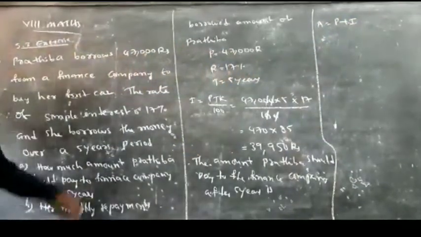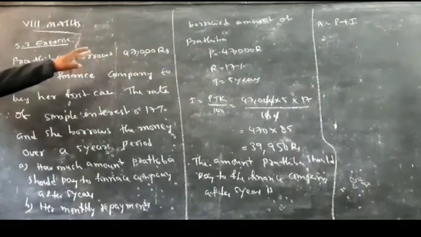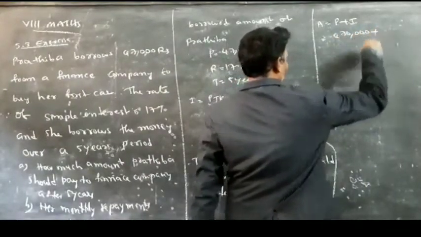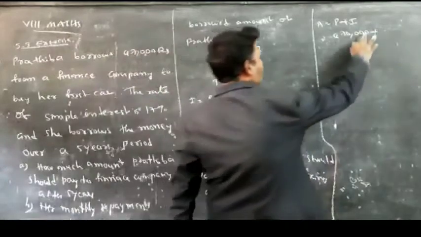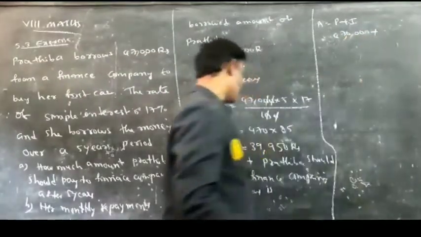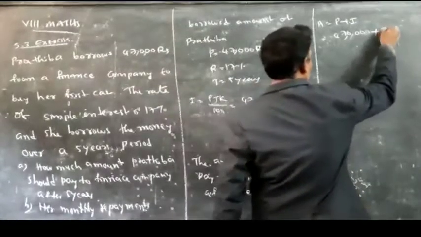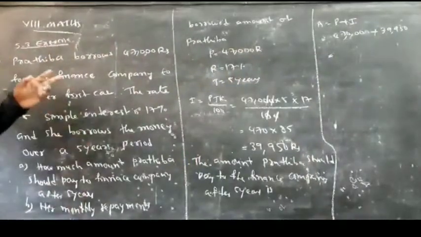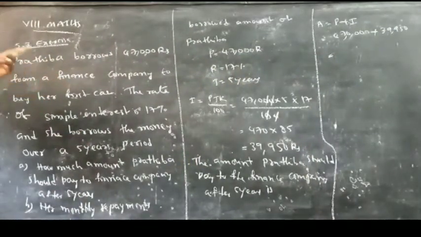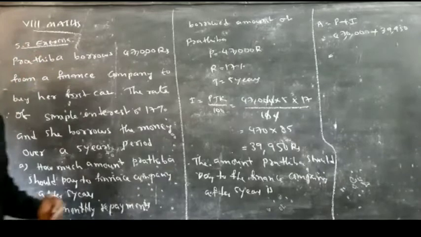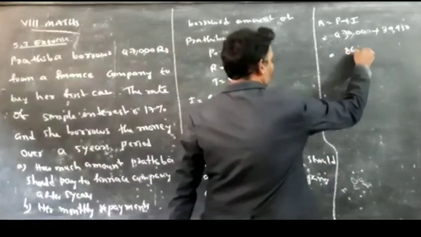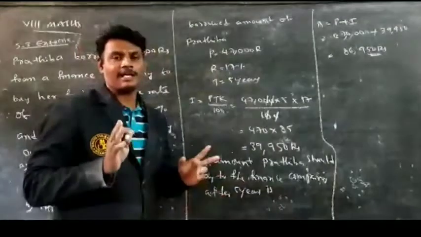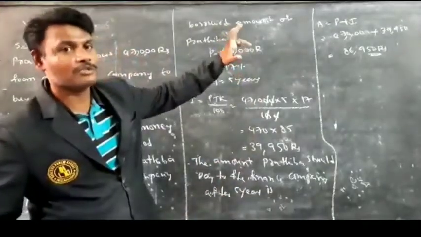What is the principal amount? She borrowed 47,000 from that finance company. So 47,000 plus what is the interest here? 39,950. Now add the total. So principal amount is nothing but 47,000 and also interest is 39,950. So total amount 86,950 rupees. So after 5 years, she has to pay 86,950 rupees to the finance company.